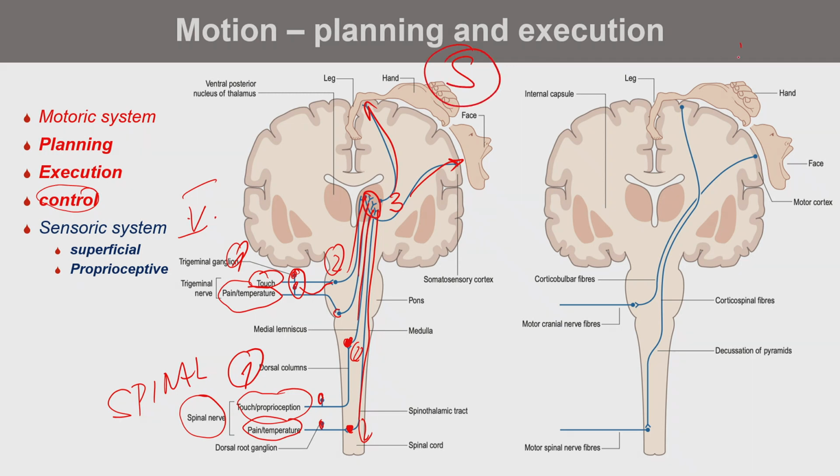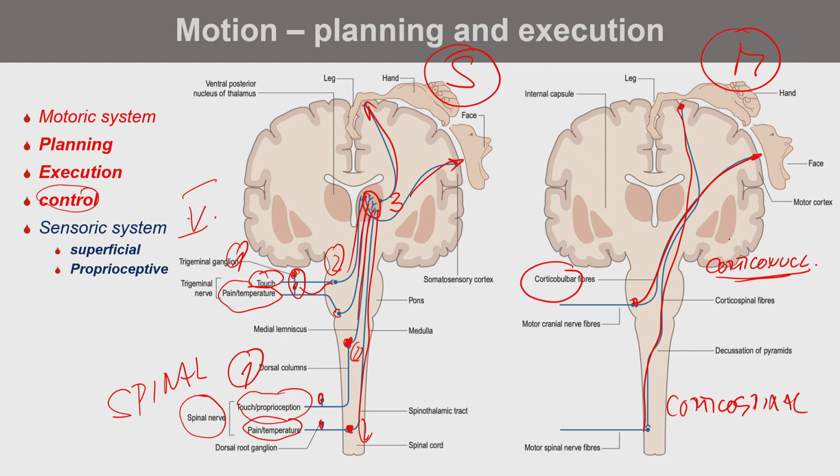The motor part has a very similar distribution in the cortex, and we have two ways. For the head it is the corticonuclear tract, and here is the corticospinal. When you look at American books, very frequently you can see corticobulbar.